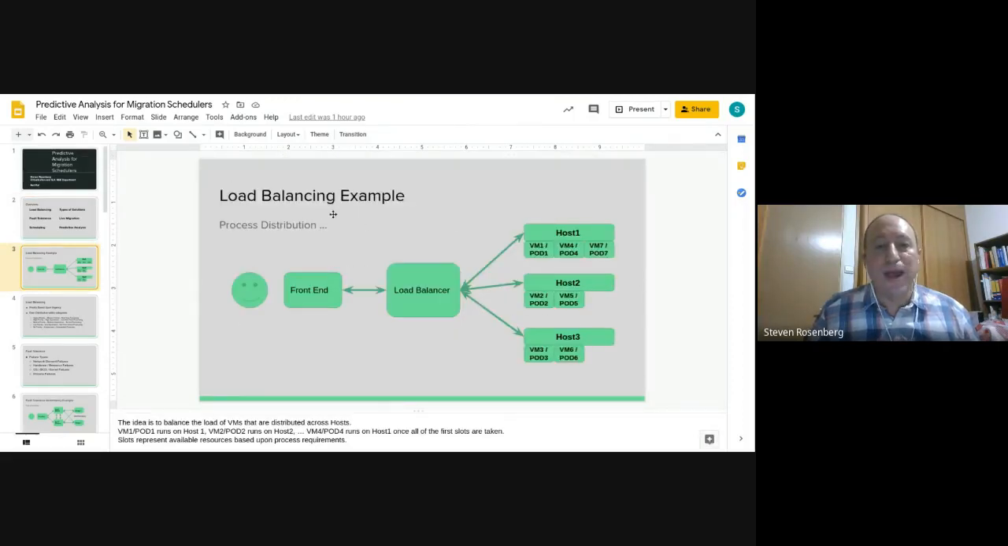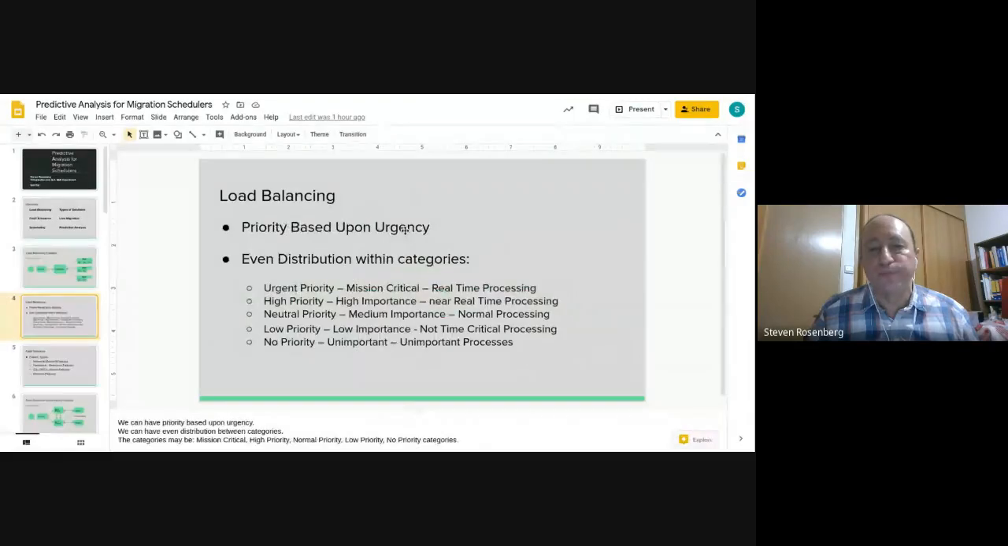So this is a load balancing example. You can see you have a load balancer. You can see you have process one running on host one, process two running on host two, process three running on host three. And because we only have three hosts, process four will then run on host one, giving an even distribution. And we call this a round robin approach.